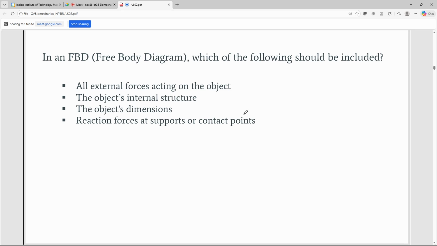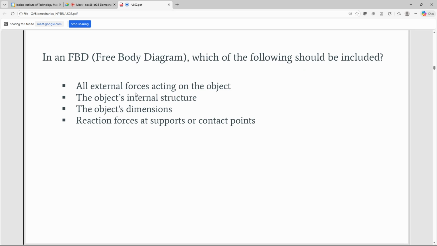So the next question is purely mechanics. In a FBD, that is free body diagram, which of the following should be included? This also we have discussed in the last class, what is a free body diagram and all. So if you can recollect it, try to answer the question. Even if you have done a basic mechanics course, you will know what a free body diagram is. So the question is, in a free body diagram, which of the following should be included?